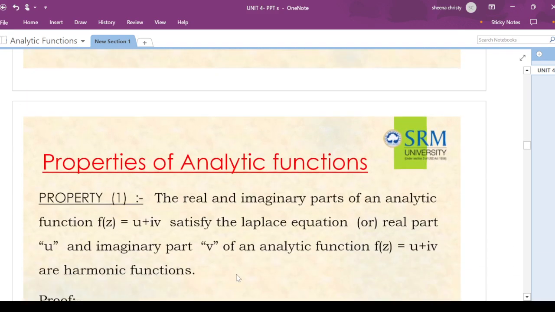Now, properties of analytic functions. The first property says that the real and imaginary parts of an analytic function f(z) = u + iv satisfy the Laplace equation. Or the real part u and imaginary part v of an analytic function f(z) = u + iv are harmonic functions. Harmonic function means it is satisfying the Laplace equation. Therefore, you have to prove that ∇²u = 0, and you have to prove that ∇²v = 0.